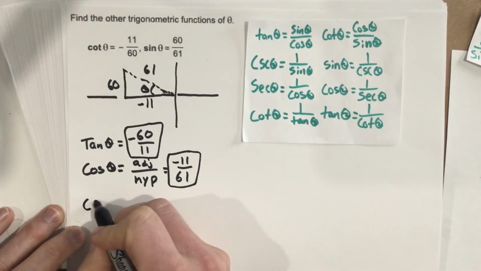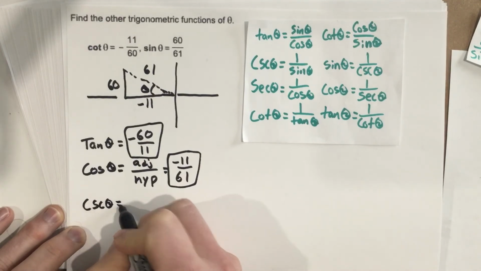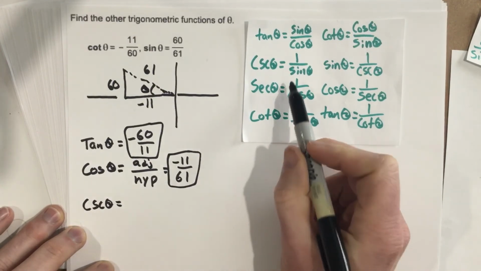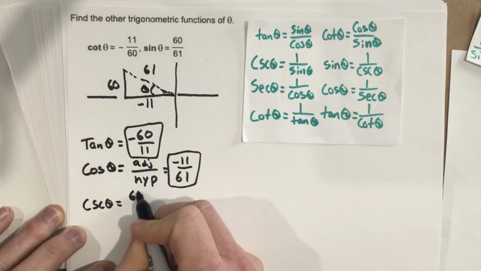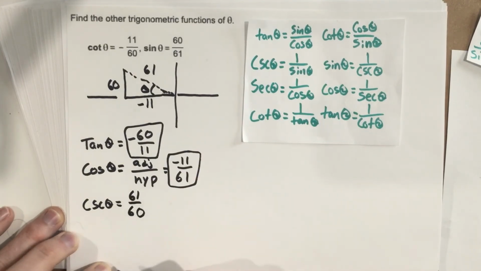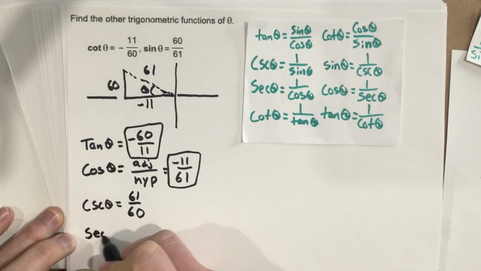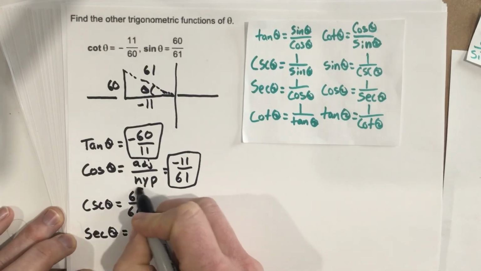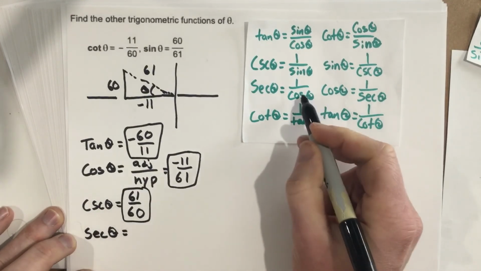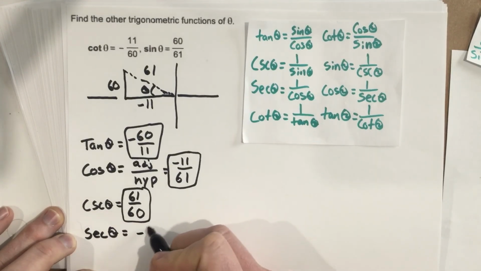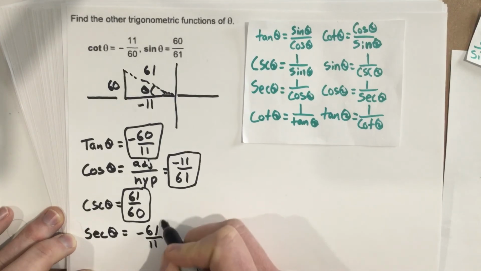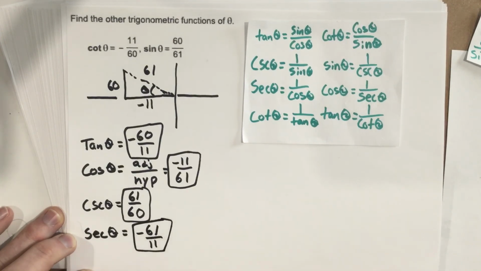We know cosecant then is the reciprocal of sine, right? Cosecant, reciprocal of sine. Sine is 60 over 61, that means cosecant is 61 over 60. And secant is the reciprocal of cosine, and cosine is negative 11 over 61, so that's negative 61 over 11. And that's our 6 trig functions.